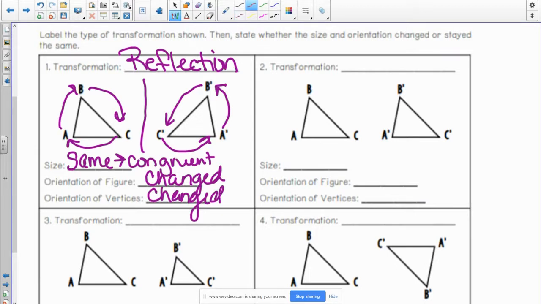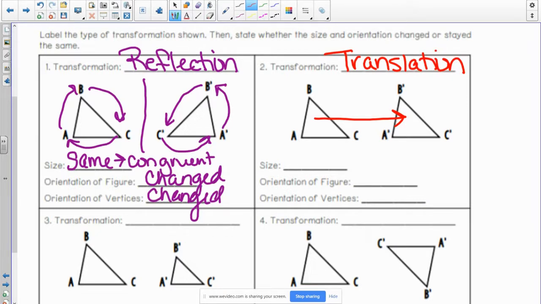Okay, next one. We have ABC, we have A prime, B prime, C prime. We know it's not reflection, we already did that. We know it's not rotating, it's not turned. And we know it's not dilation because it's not an enlargement or a reduction. So the only thing left is a slide, or a translation. You can see that conveyor belt going down. So we're going to write translation here, and then we're going to walk through our questions.